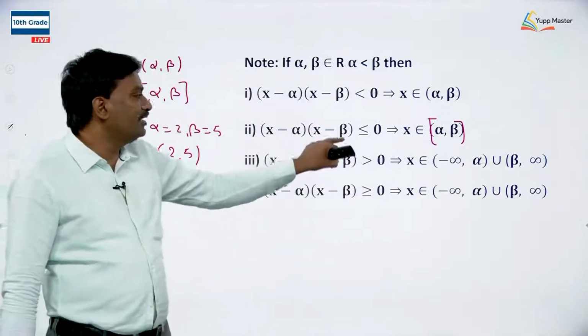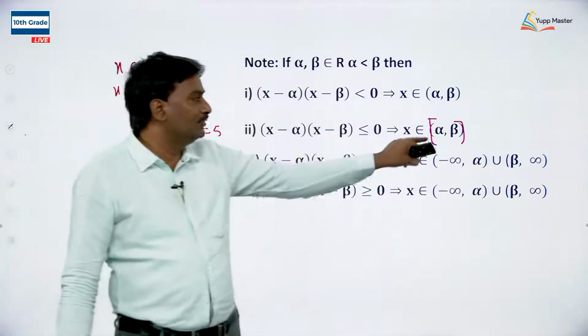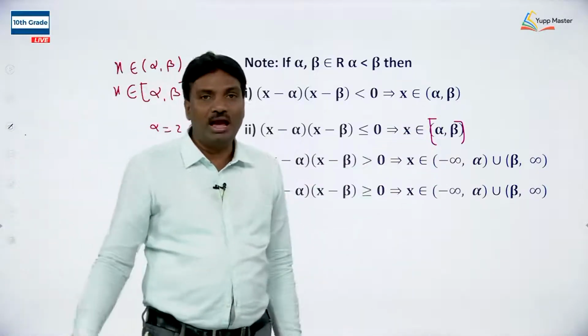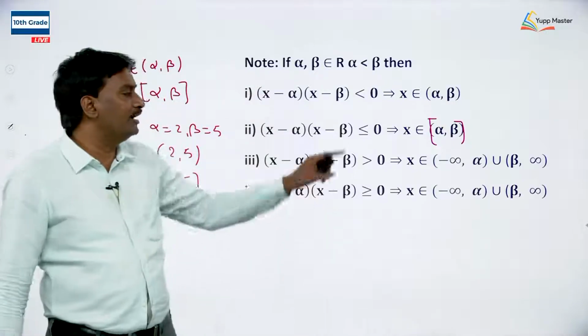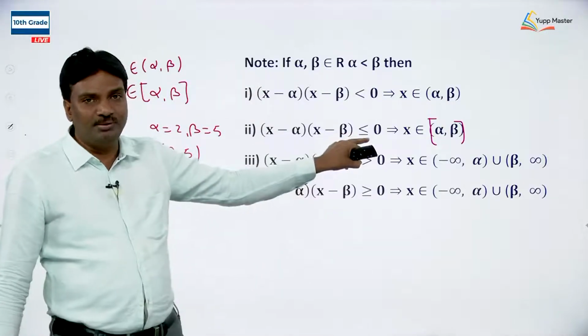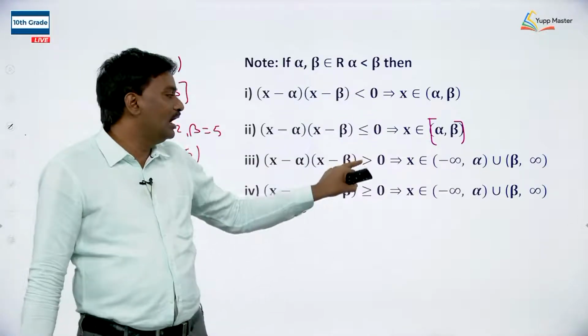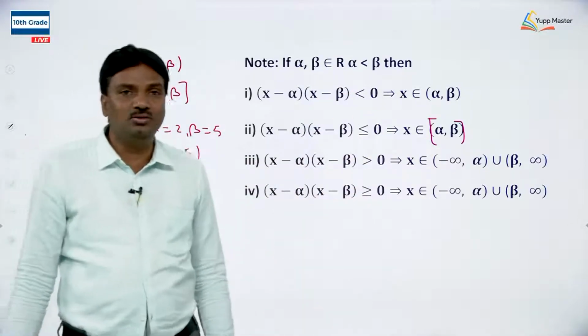If (x minus alpha)(x minus beta) is less than or equal to 0, then we can take the values between alpha comma beta, and we can also consider the values alpha and beta, depending on the problem. While doing a problem, we may have less than 0, less than or equal to 0, greater than 0, or greater than or equal to 0.